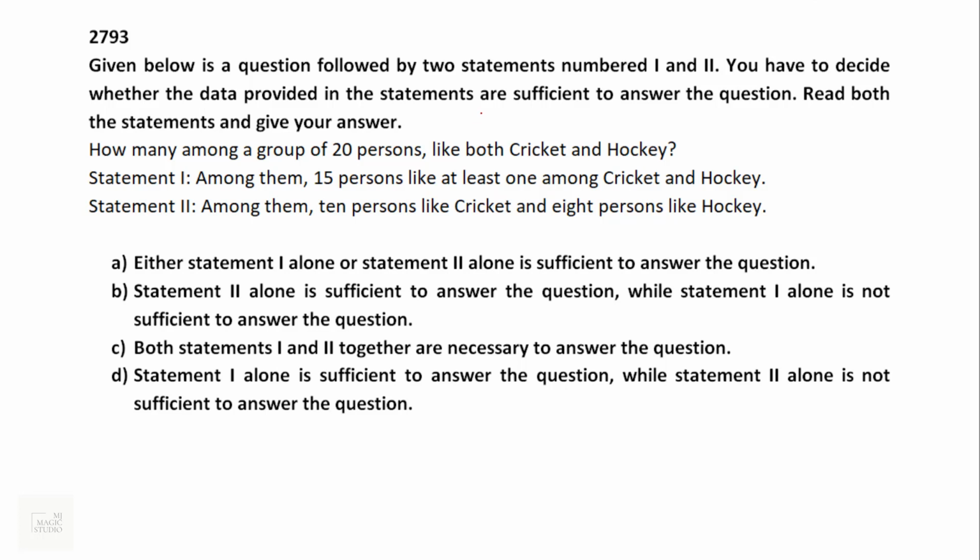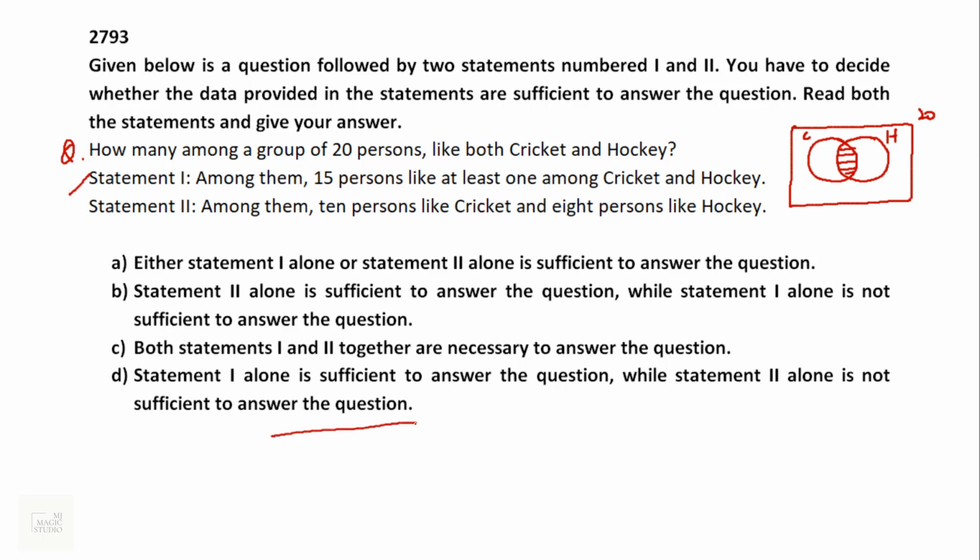Okay, one more from data sufficiency. Let's go straight away to the question. How many among a group of 20 persons like both cricket and hockey? So I can plot it like this. We have a group of 20 persons. Few like cricket, few like hockey. Cricket and hockey, we are looking out for this portion: the number of people who like both cricket and hockey.